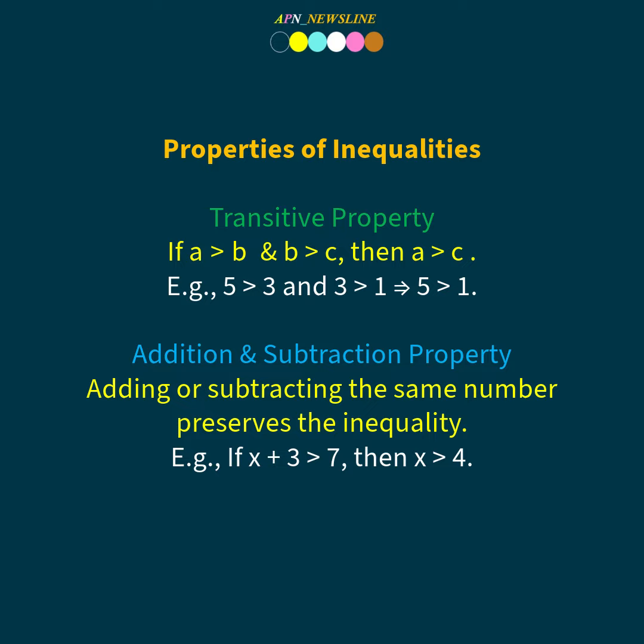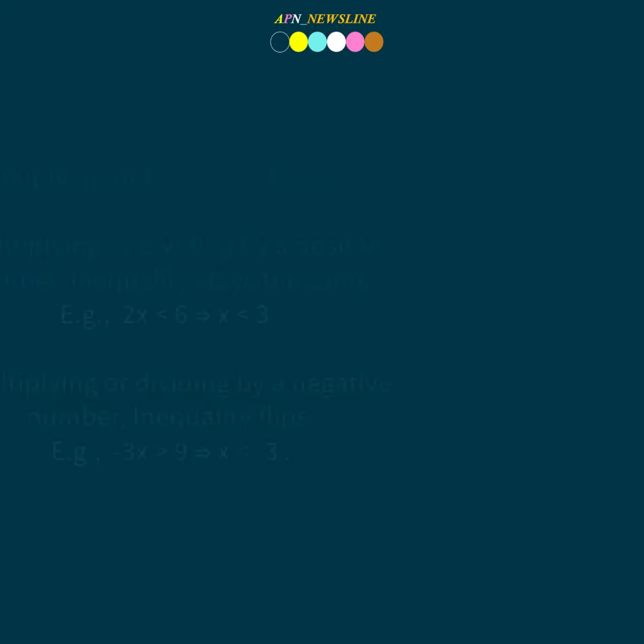Properties of inequalities. Transitive property. If A is greater than B and B is greater than C, which implies A is greater than C. Addition and subtraction property. Adding or subtracting the same number preserves the inequality.